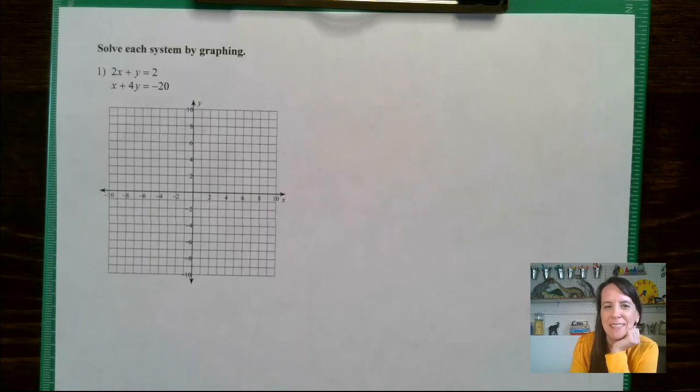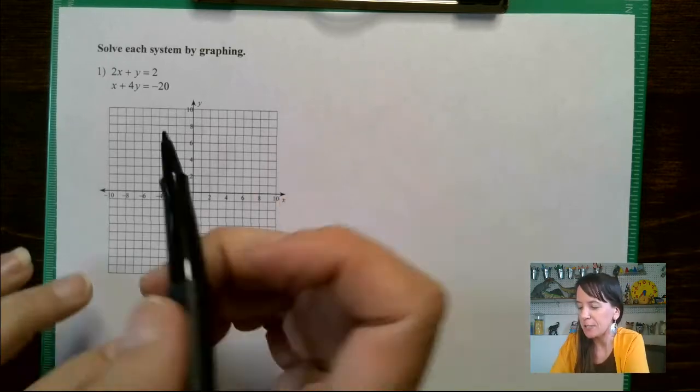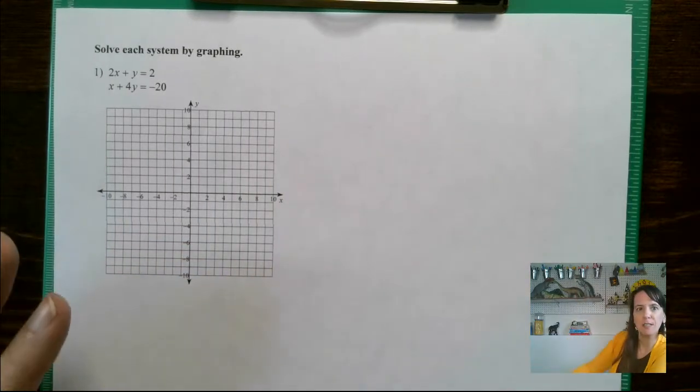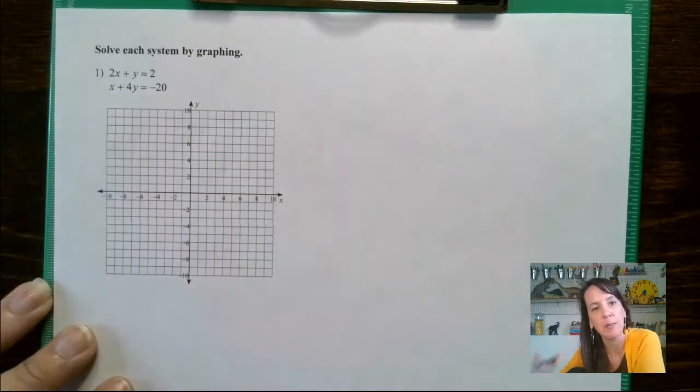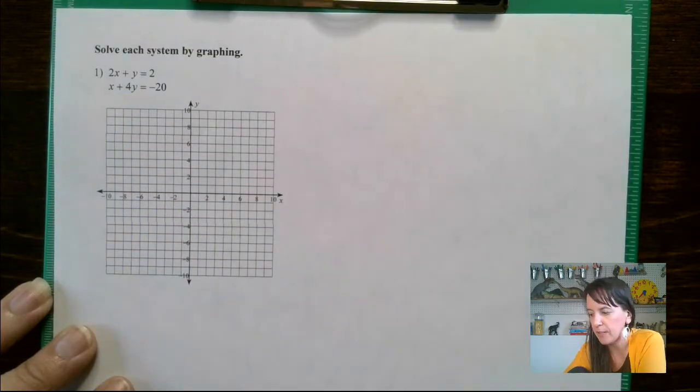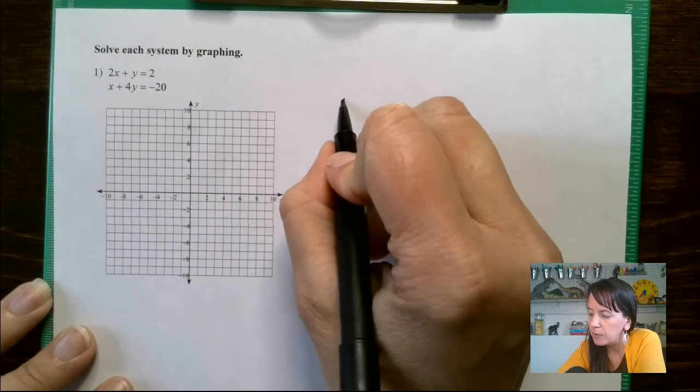Hi friends, welcome back. Today we're going to talk about solving systems of equations when the lines are not in slope-intercept form. So let's take a look. We've got these two systems here that we need to graph. When these are both in standard form, meaning you have the x and the y and then your c on the other side. So let's start with this first one.